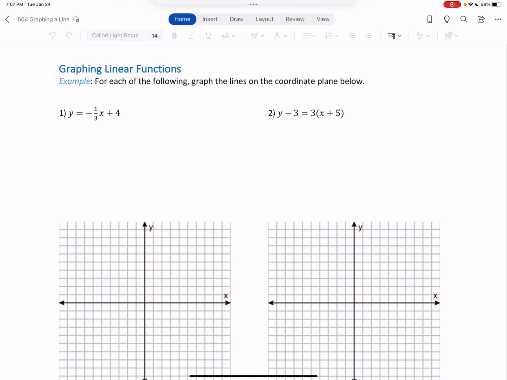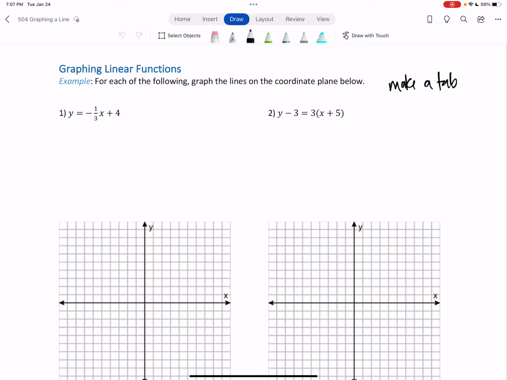All right, so let's talk about graphing a line. There are a lot of ways to graph a line. One way is to pick a bunch of values for x, find the y values, plot those points, and connect the dots. That's one way to do it, right? Make a table and plot points. We can be a little bit more creative than that.